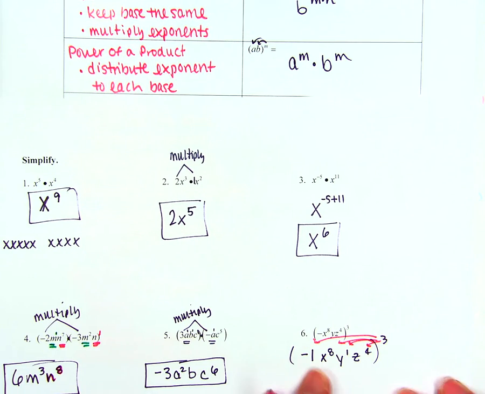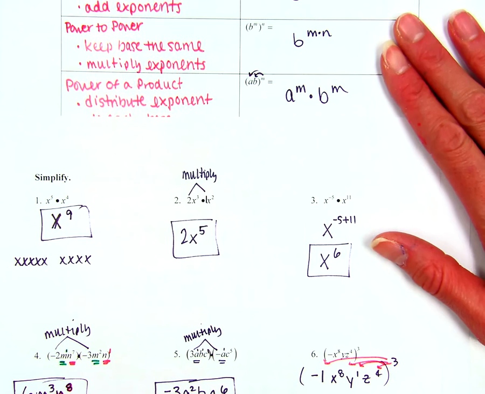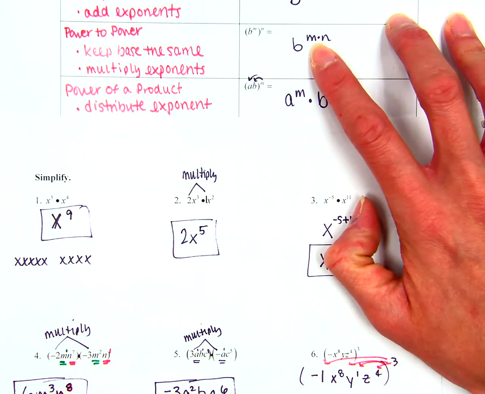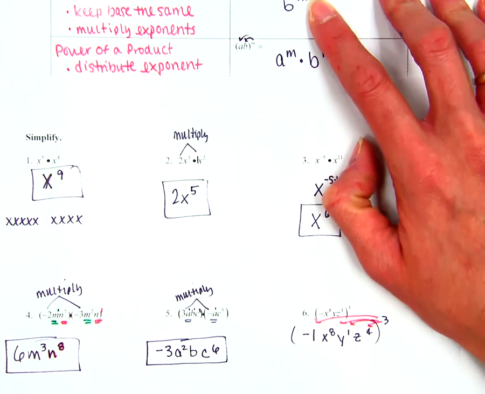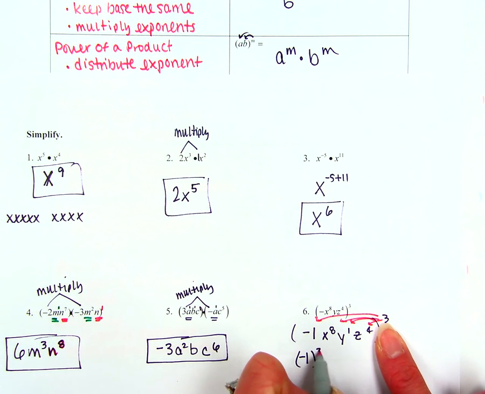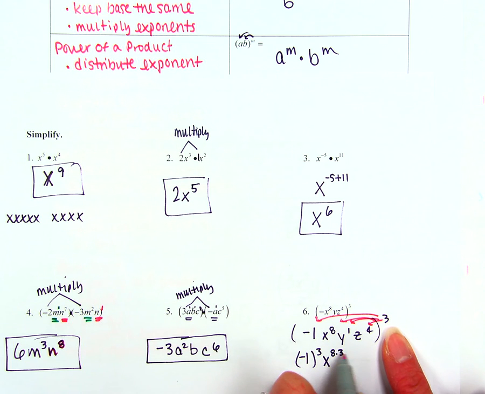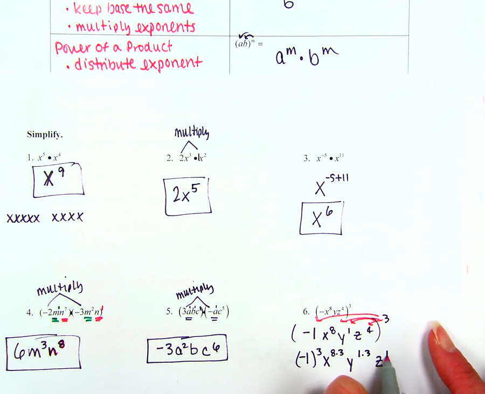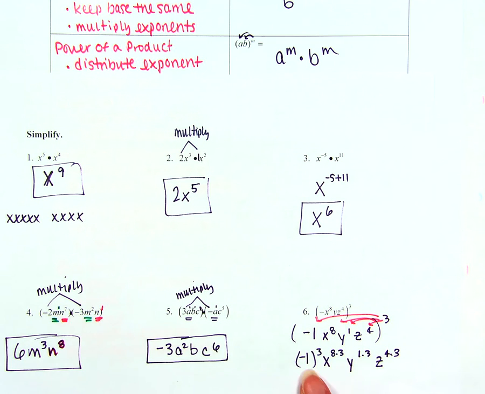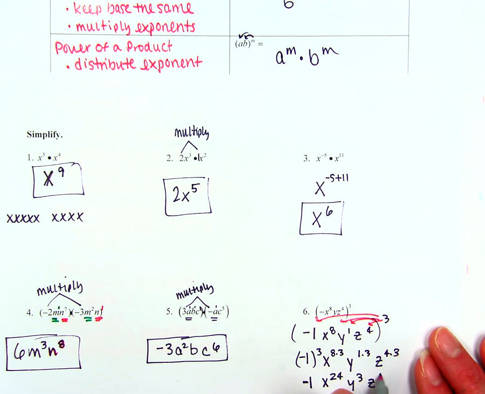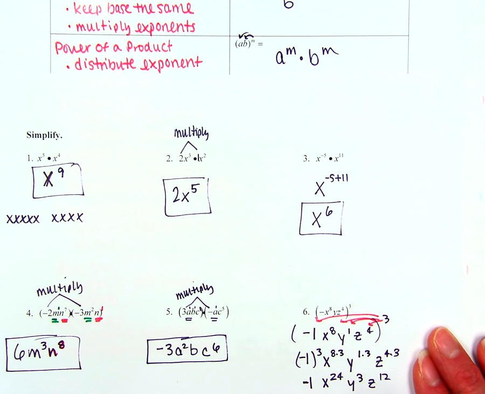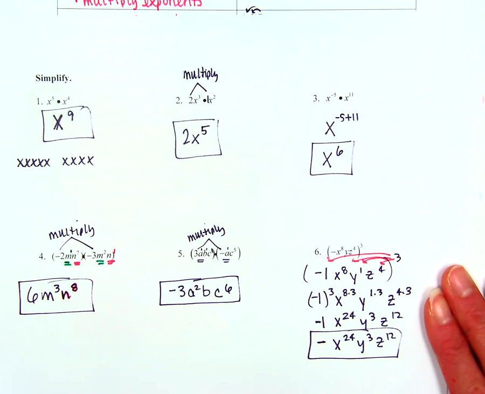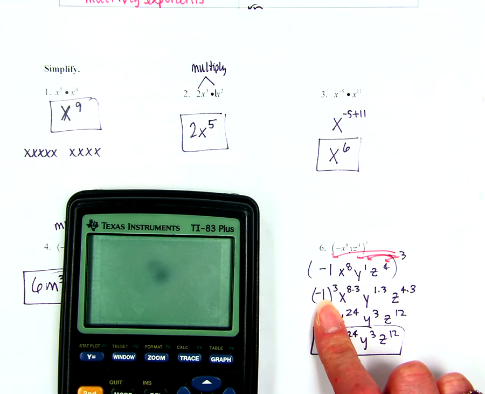All right, but once you look at each individually, now it's just referring to our power to a power rule. So if I have an exponent already there, I'm going to multiply my exponents. Okay, so I have -1 to the 3rd power, and I have x to the 8 times 3, and I have y to the 1 times 3, and I have z to the 4 times 3. So now you just have to simplify each one. -1 cubed is -1, x to the 24th, y to the 3rd, and z to the 12th. And you don't need to really have that 1 there, so you can just leave that off if you'd like. All right, if you want to go through this part on your calculator, -1 to the 3rd power, that's -1.